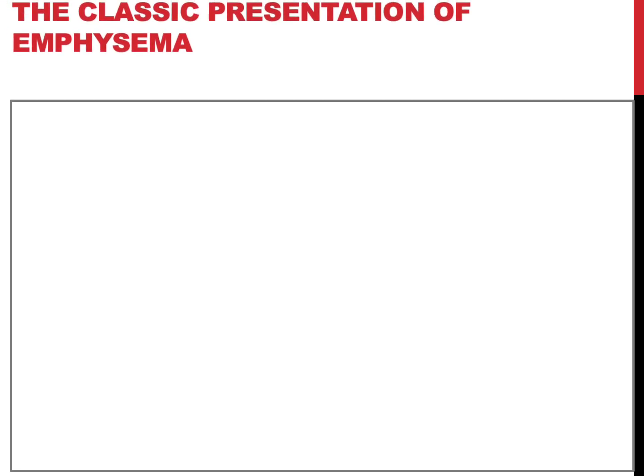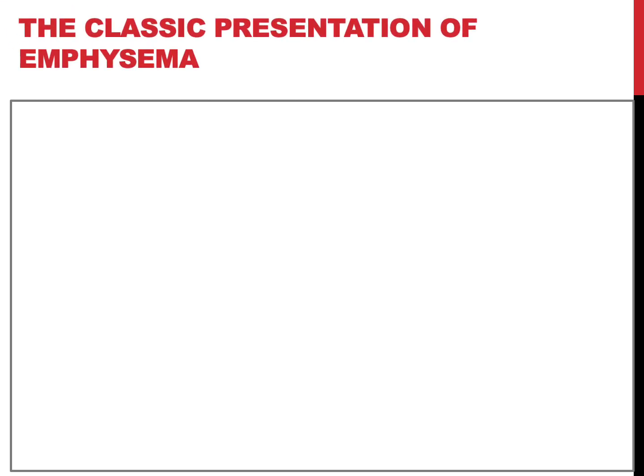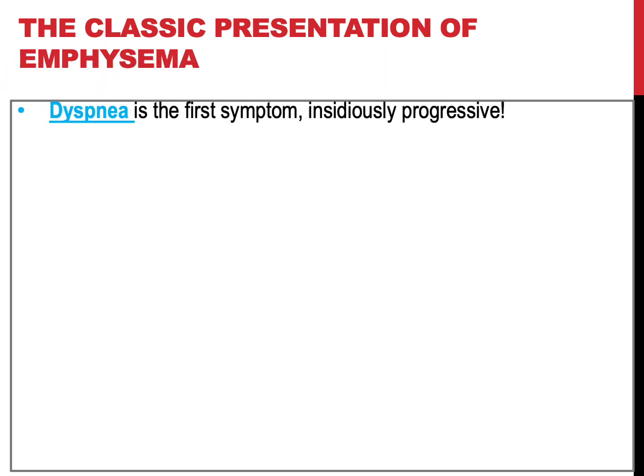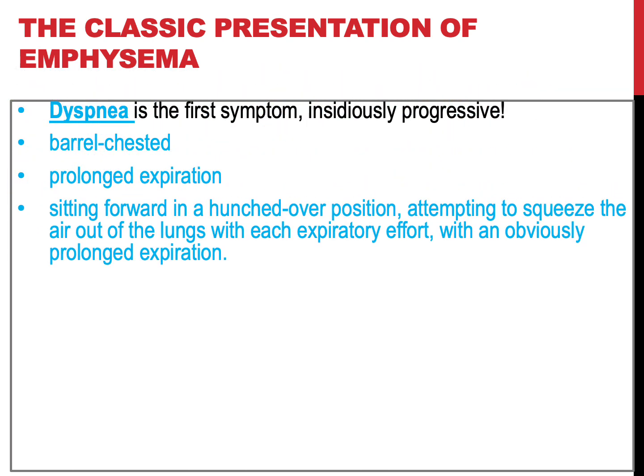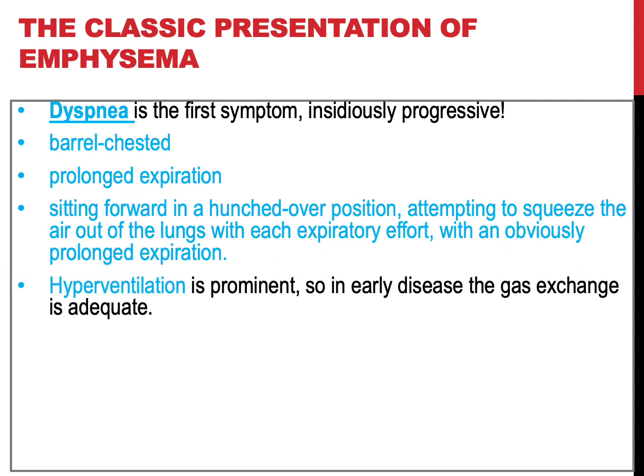The classic presentation of a pure emphysema patient with no bronchitis component includes dyspnea or shortness of breath, which is the first symptom. The patient is usually barrel-chested, and this is due to air trapping and lung overinflation. Patients usually experience prolonged expiration, and this is due to the expiratory obstruction. Usually, patients are seen sitting forward in a hunched over position, trying to squeeze the air out of the lungs with each expiratory effort. Hyperventilation is another feature, and that's why in early disease the gas exchange is adequate.